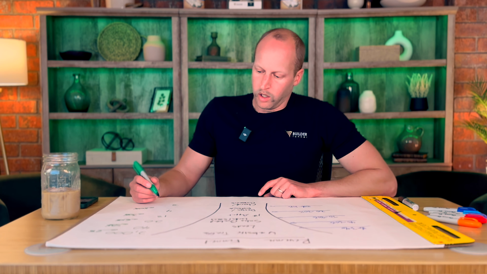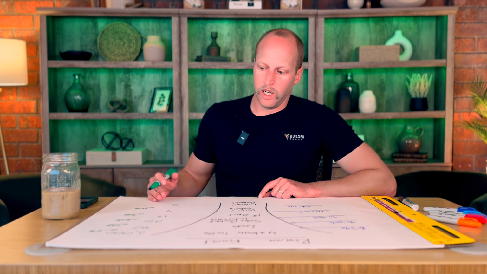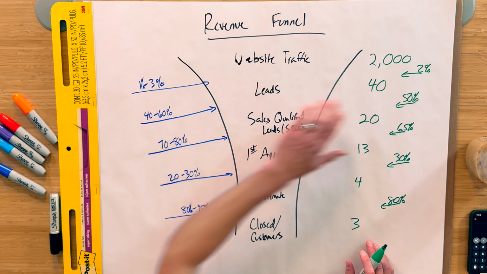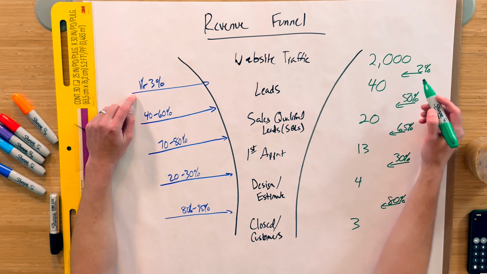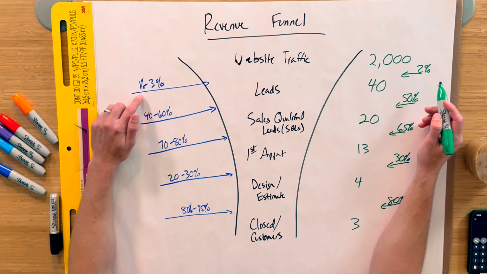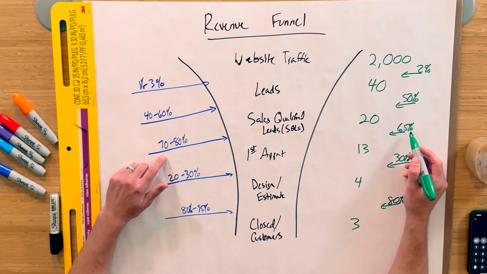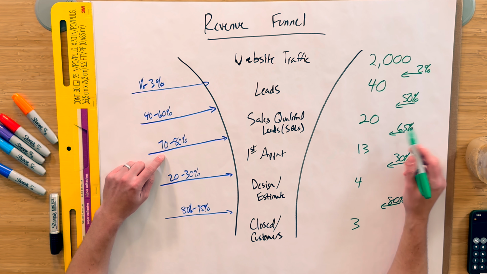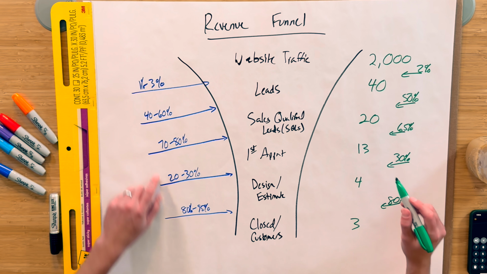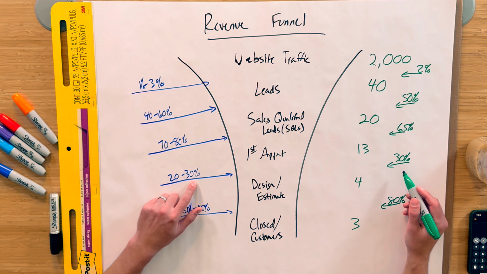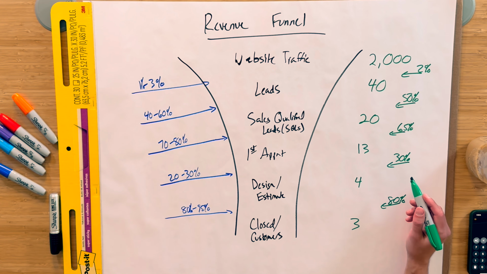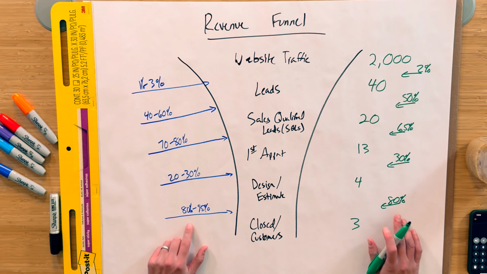Okay. So in this real example, the first thing we do is look at the benchmark, and we go, okay, we're converting right in the middle of this range. Seems fine. Then we go, oh, interesting. This one's a little bit below the benchmark. So maybe there's something here to dig into. We're right there with closing about 30% of our first appointments into design, and then we're here in the bottom end of the range, but we're in the range.